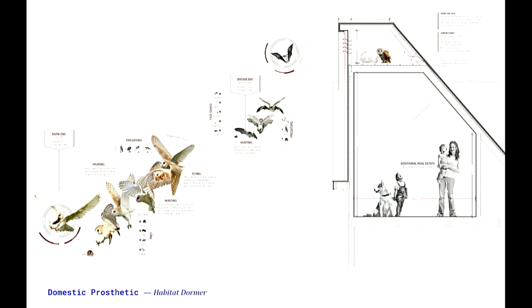And then the last one is the habitat dormer, which provides nesting sites for 2 nocturnal species, the barn owl and the brown bat, both of which are at risk and suffering from habitat loss due to changes really in architectural and agricultural practices.